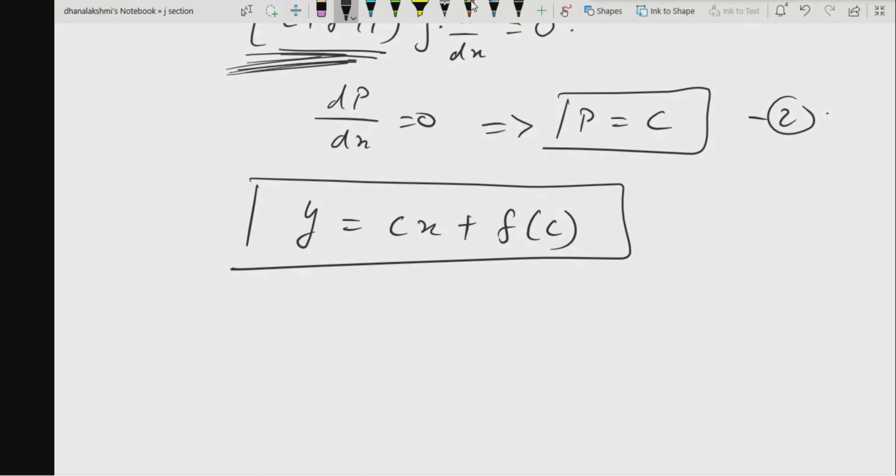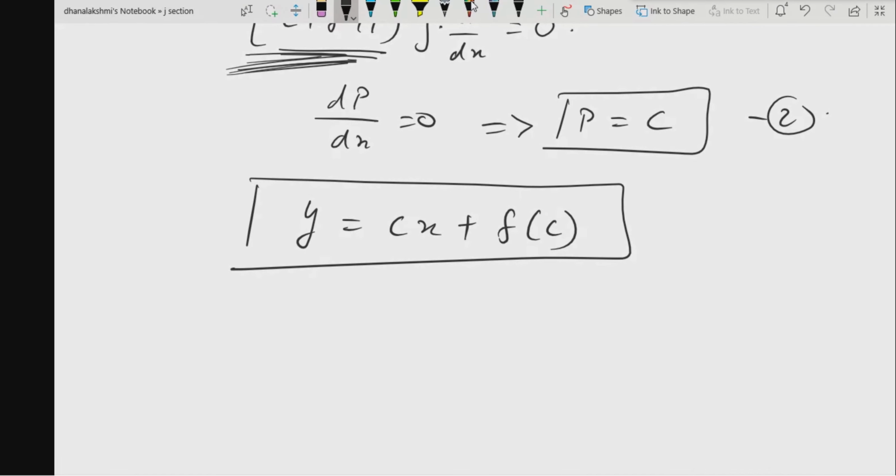Understood? Yes, ma'am. Okay. So this is how it works. If you go for the other factor, you will get a singular solution, which we don't want. We need the general solution only. So whenever a Clairaut's equation is given, what you have to do is replace p with c. That will be your required solution. But this you will do when the given question is of 1 mark.